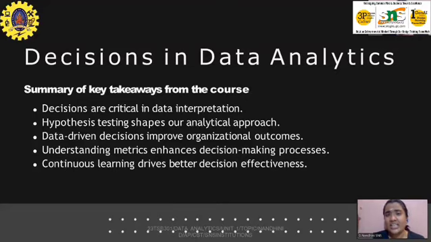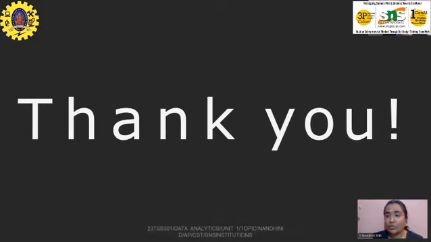So decisions in data analytics are interpretable. There are some analytical approaches, data-driven decisions, and metrics in the decision-making process that help us decide more effectively.